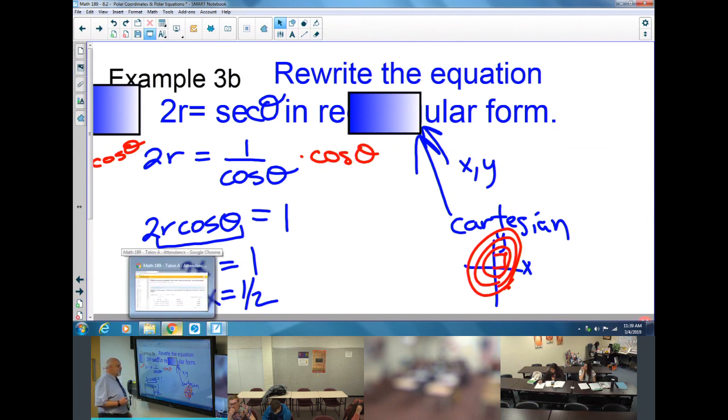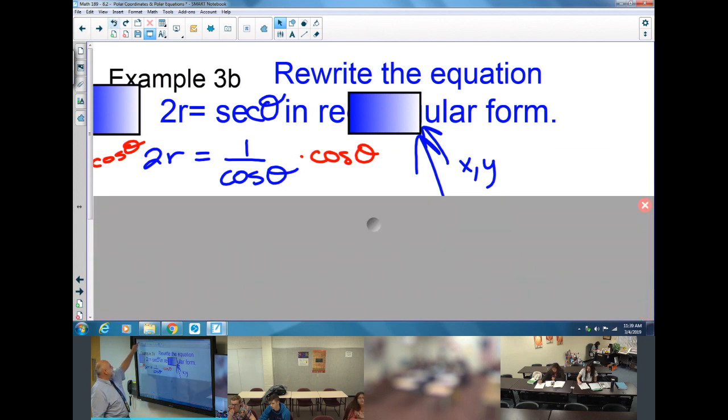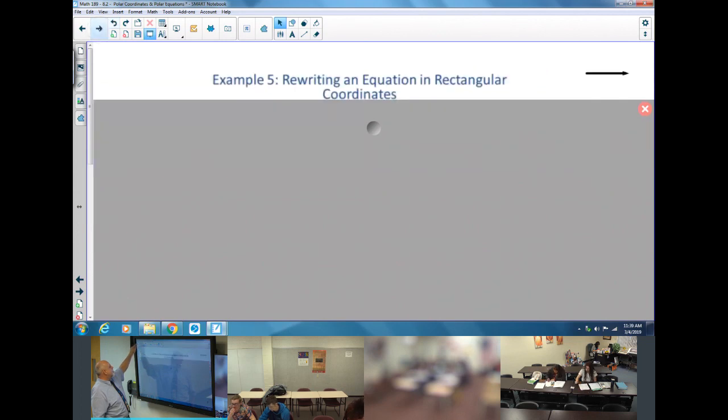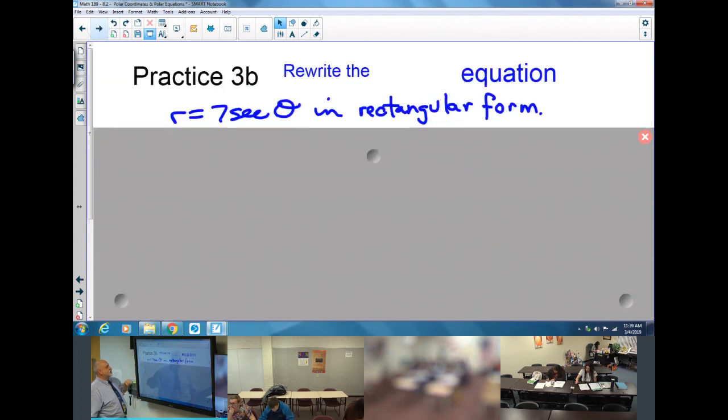So you have to put it in terms of sines and cosines because we have that formula, r cosine theta is just x. Okay? All right, so let's see if you can do that. All right, so try this one. Rewrite r equals 7 secant theta in rectangular form.